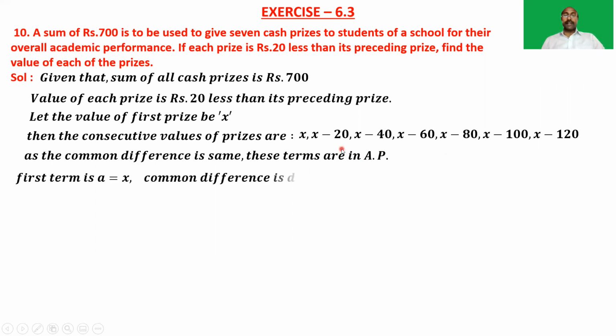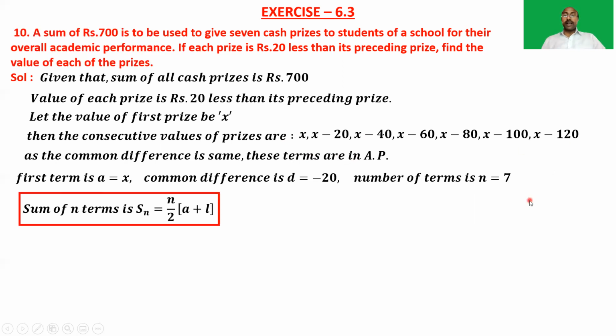Okay, common difference d is equal to minus 20, and the number of prices, that is the number of terms, is 7. Now the sum of all these cash prices from x rupees to x minus 120 rupees is 700 rupees. But we have the sum of n terms, Sn, equal to n by 2 into (a plus l). That is, the sum of these cash prices is 700, n is equal to 7, a is equal to x, l is equal to x minus 120.